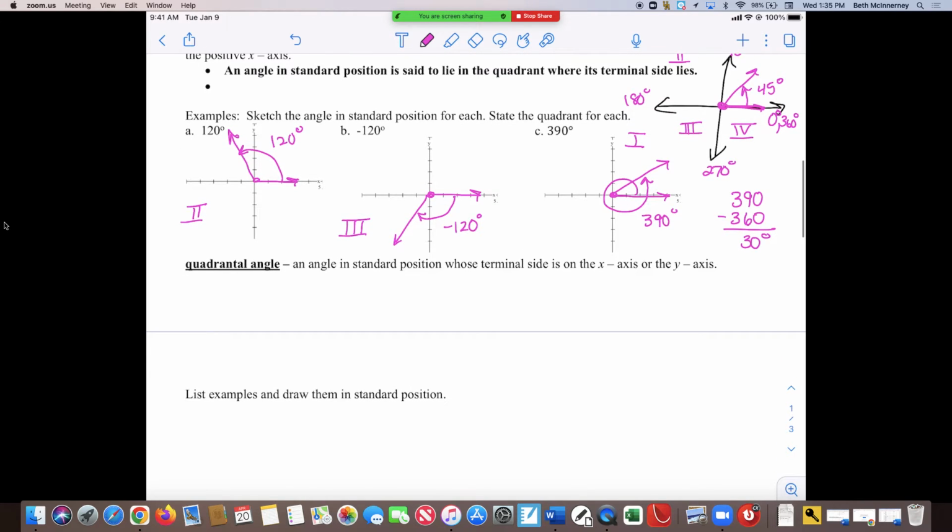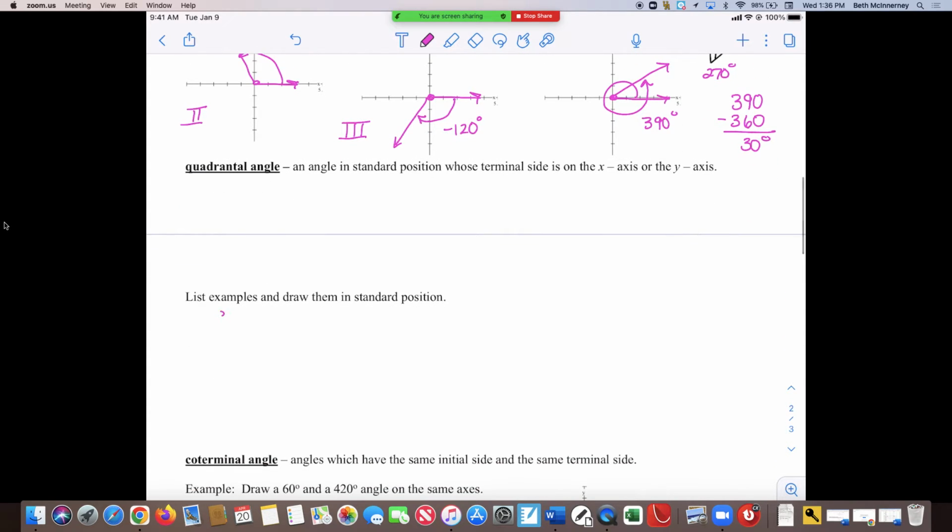All right. Well, not all angles are inside a quadrant. They have a special name. They're called quadrantal angles. And their terminal sides are either on the x-axis or the y-axis. Can you think of some angles that don't land inside a quadrant, but they land on the x-axis or the y-axis? 90 degrees, yes, okay. Good job. So this is going to be 90 degrees.